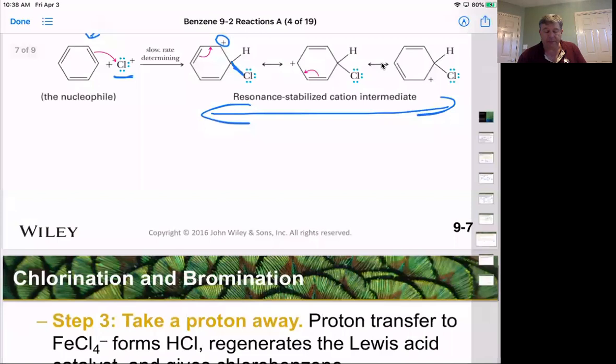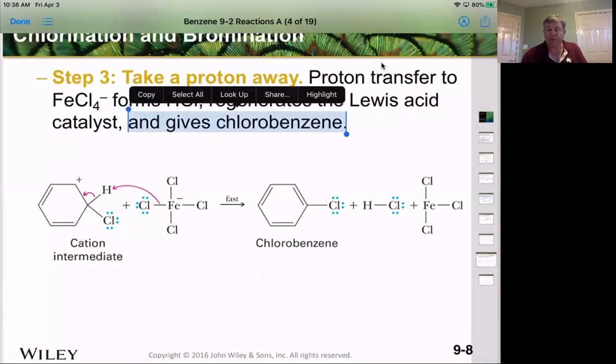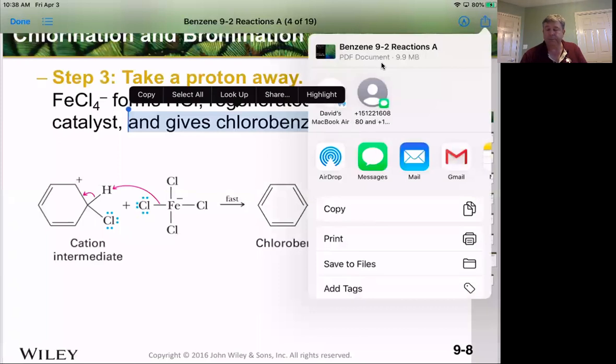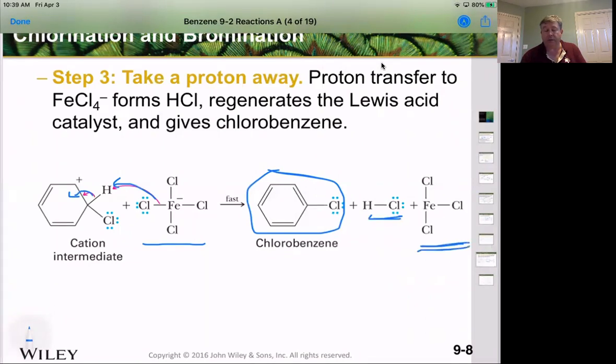So the next thing that happens is, remember we had that close contact ion pair, and this was our negatively charged species here. This is now our base, and our base can come and interact with this hydrogen, kicking the electrons from that sigma bond back into the aromatic ring to give us our product here, plus to give us our HCl right here and regenerate our iron trichloride here.